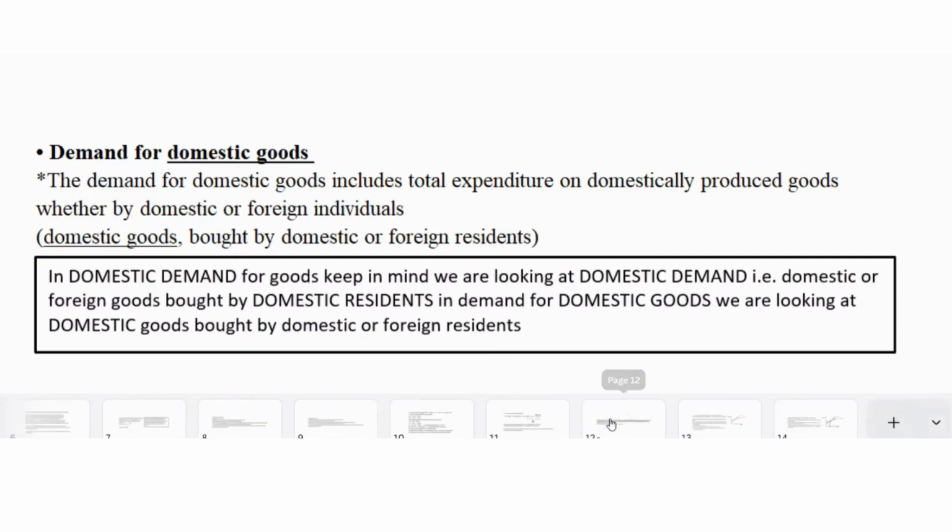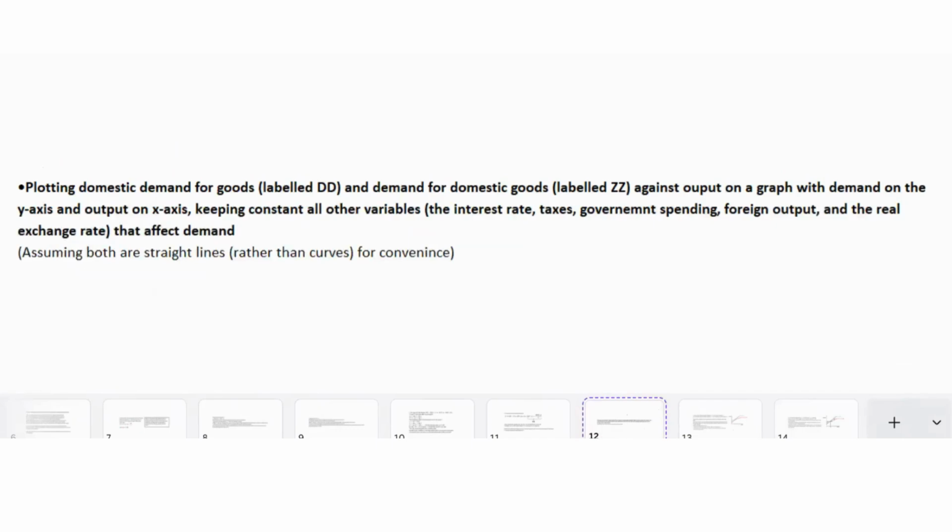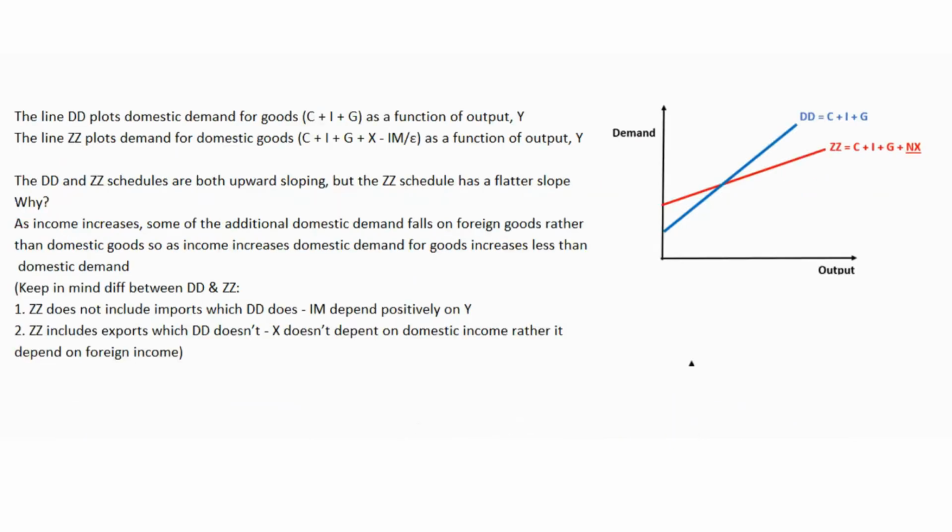Now, let's move on and look at how we plot domestic demand for goods, which we label DD, and demand for domestic goods, which we label ZZ, against output on a graph where we have demand on the vertical axis and output on the horizontal axis, keeping constant all other variables that affect demand: the interest rate, taxes, government spending, foreign output, and the real exchange rate. And for convenience, we'll assume both are straight lines rather than curves. This is just an assumption for simplicity.